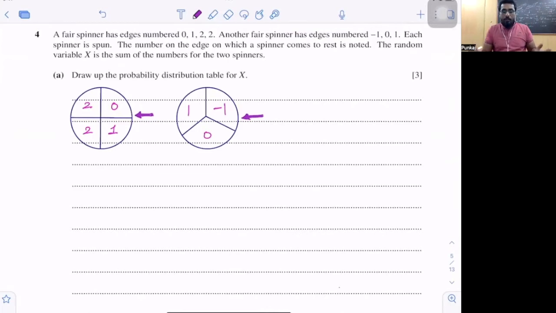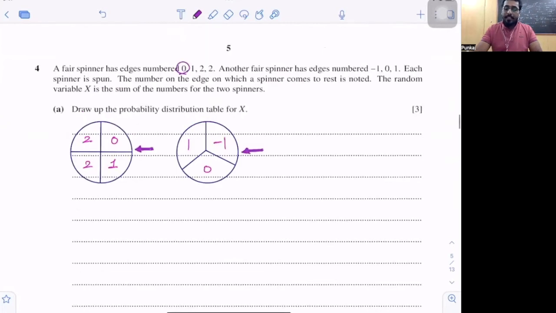So start thinking about this. On the first spinner, you might get a 0. And on the second spinner, you might get a -1 or a 0 or a 1. So you want to find the sum. X is the sum of the numbers for the 2 spinners, right?